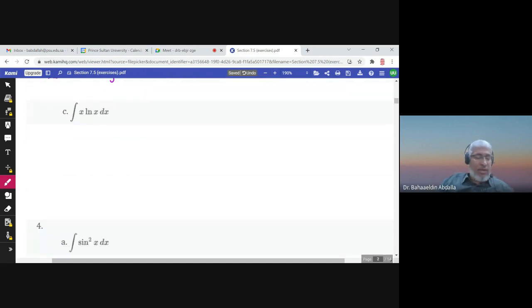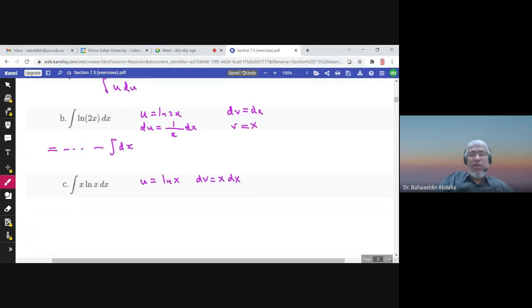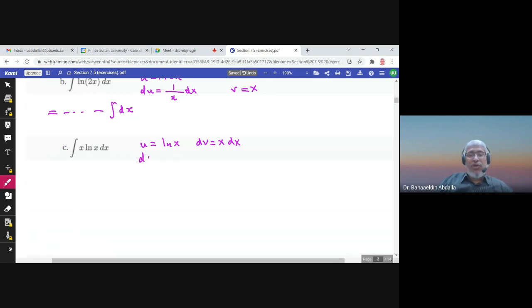Here, the integral of x times ln x, this is also by integration by parts. You take u as ln x and dv as x dx, of course, and du would be 1 over x dx, and v would be x squared over 2. So now this integral would be u times v minus the integral of v times du. I have half, and x squared times 1 over x is just x, and this is easy, and you can continue.